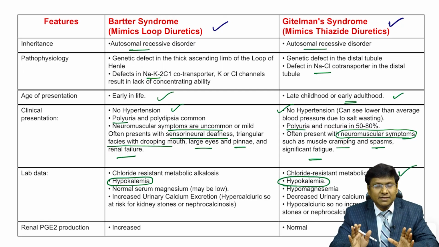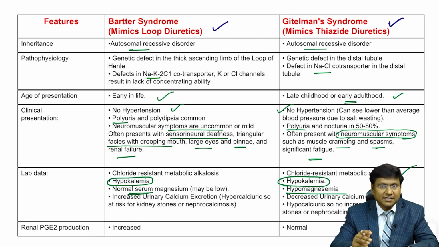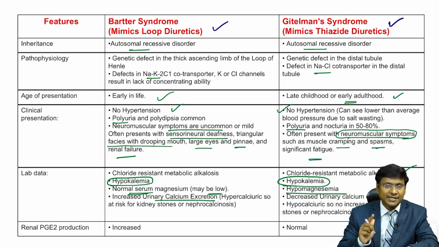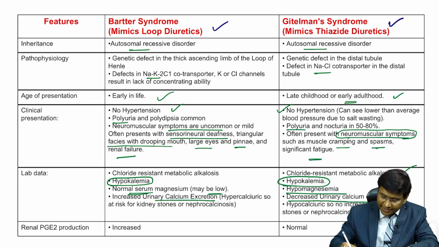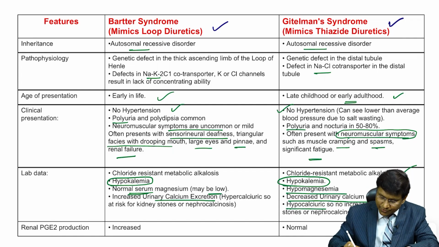And if you take the magnesium level, because TRPM6 is defective in patients with Gitelman syndrome, the absorption of magnesium across TRPM6 will not be there. That will result in hypomagnesemia. Whereas in Bartter syndrome, the magnesium levels remain normal or maybe even low. Next, there will be increased urinary calcium excretion in Bartter's, whereas there will be decreased urinary calcium excretion in Gitelman's. That is the reason why you will have hypocalciuria, so there is no risk of renal stone formation in Gitelman's.